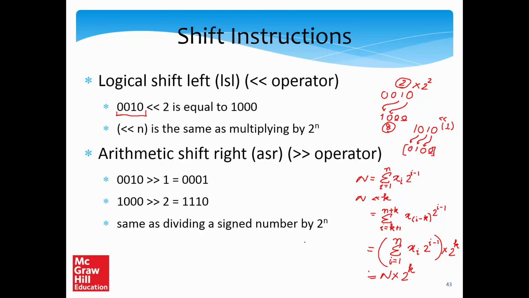So let me consider one more example. Consider 0, 0, 1, 1. We then left shift it by 1 position. So this becomes 0, 1, 1, 0. In decimal, this number is 3 and this number is 6. So this is equivalent to multiplying 3 with 2 to the power 1. So we get 6.